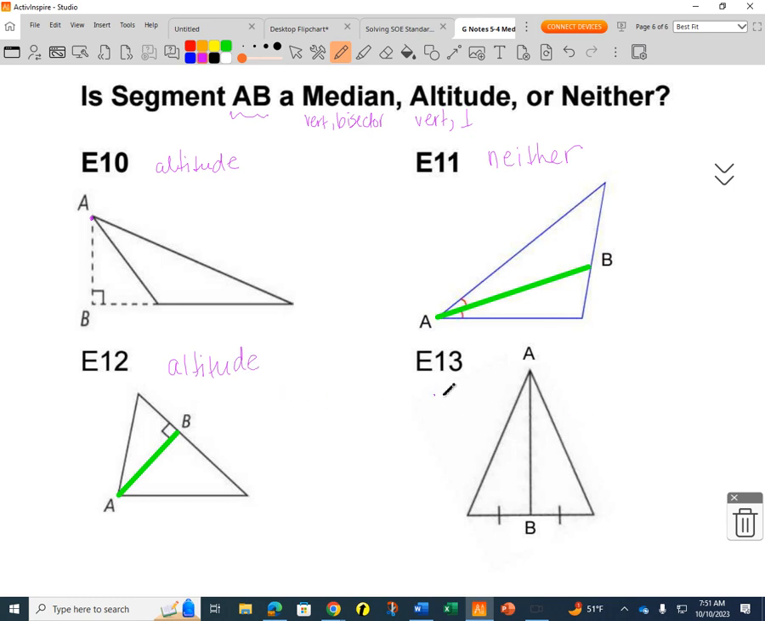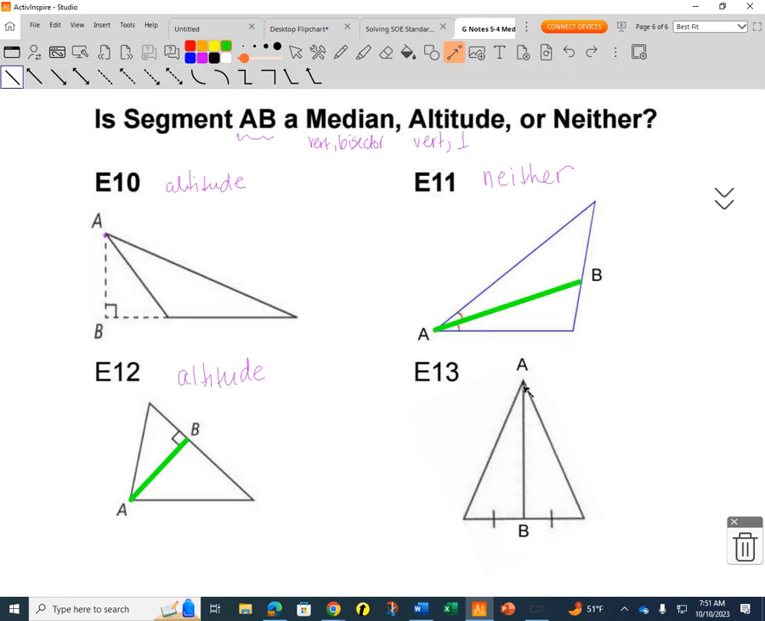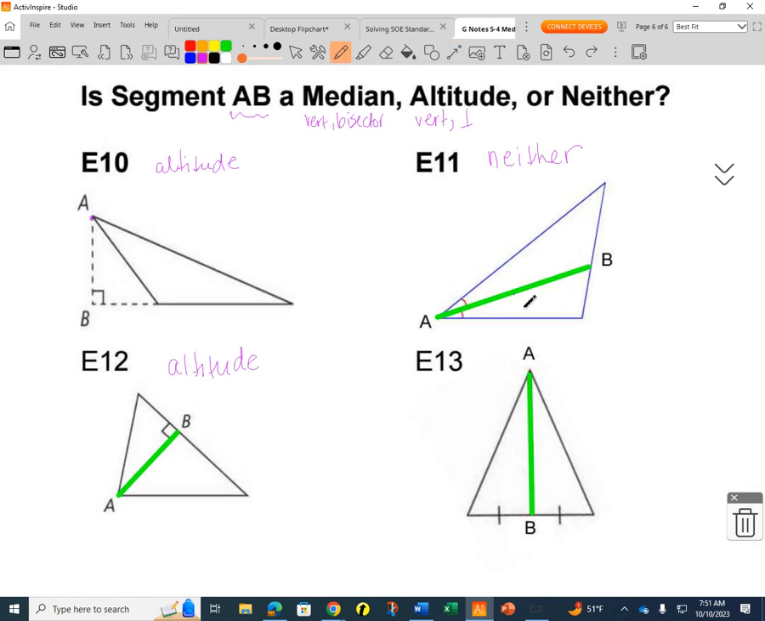And example 13. AB is what we're looking at. So, does it start at one of the vertices? Yes. Does it bisect the opposite side? If it bisects, you're looking for congruent marks. Yes, it does. So this is a median. Oops, misspelled median.